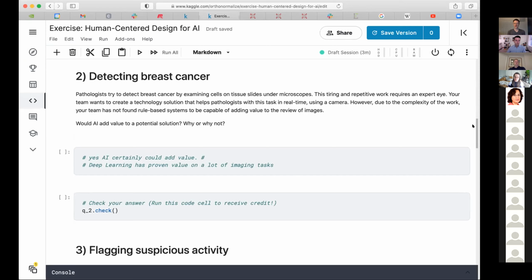And it does say, due to the complexity of your work, you have not found rule-based systems to be capable of adding value, which was the 4th point that they had on the other slide. So, right, this question is kind of an obvious yes.